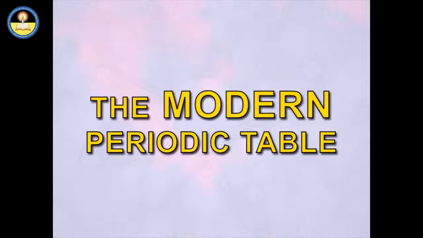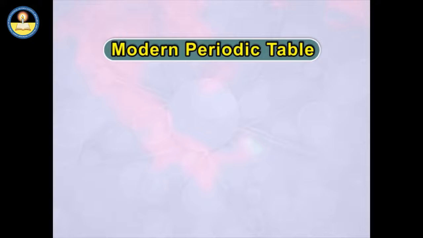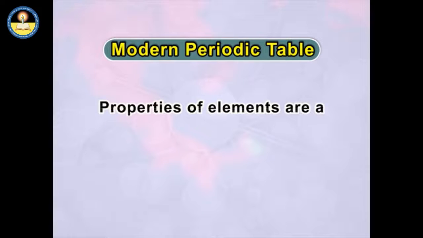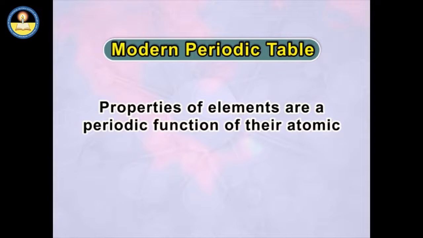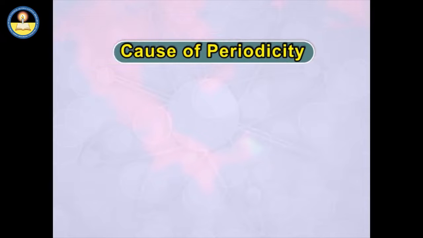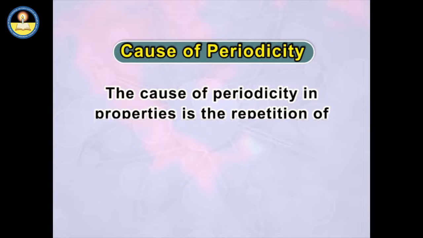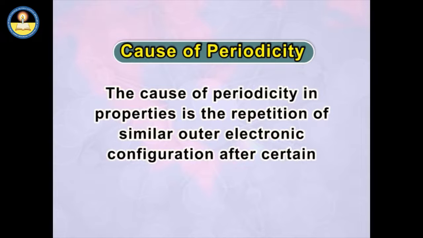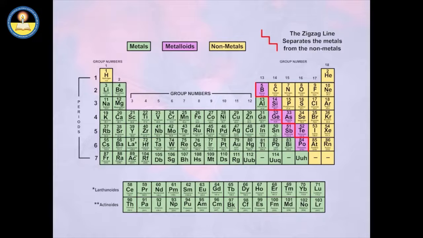The modern periodic table. The modern periodic table states that properties of elements are a periodic function of their atomic number. Cause of periodicity: the cause of periodicity in properties is the repetition of similar outer electronic configuration after certain regular intervals.